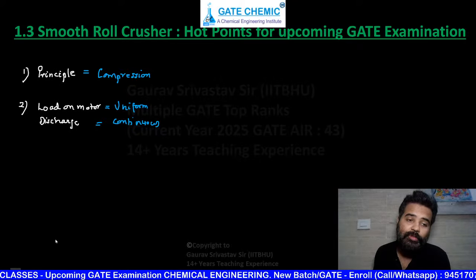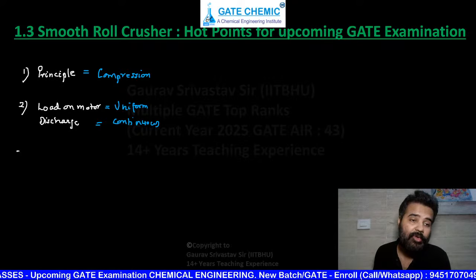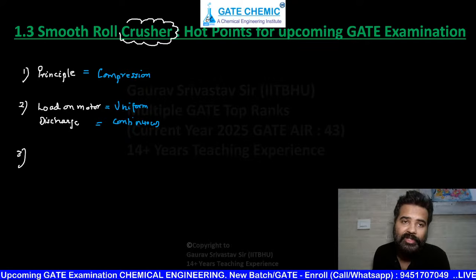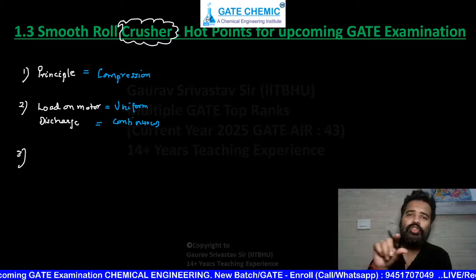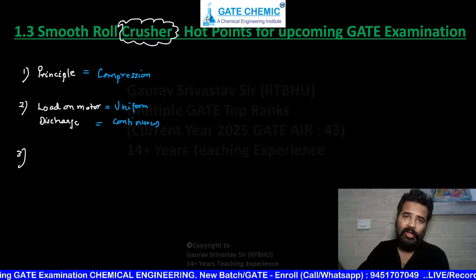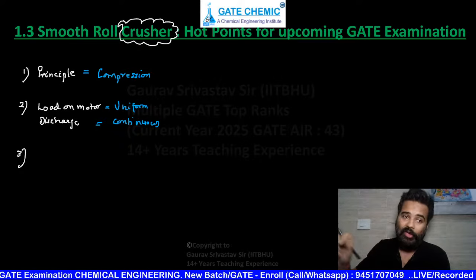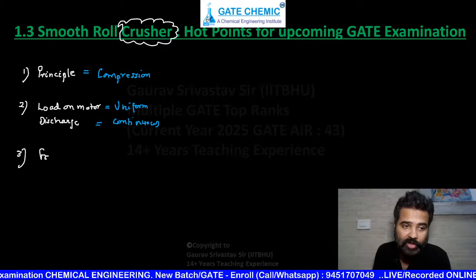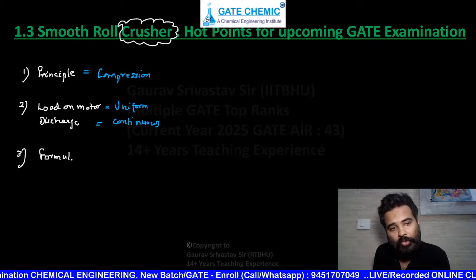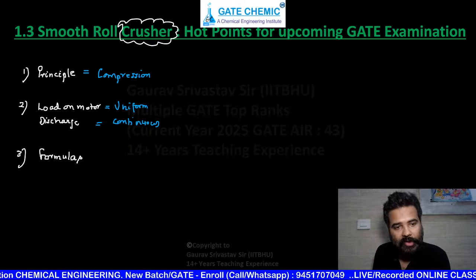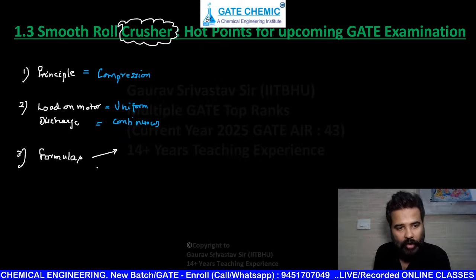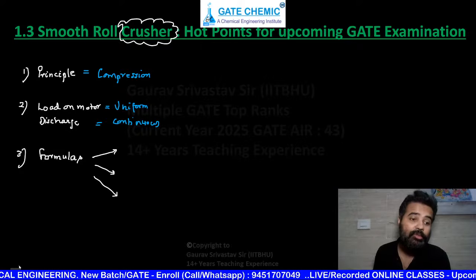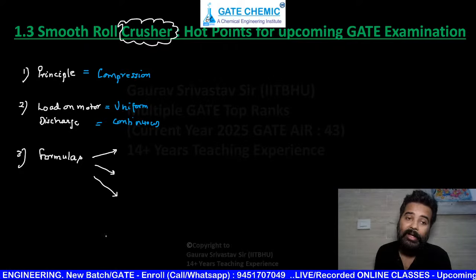Okay, now the most important thing that can be asked in your examination: it is a crusher, so already its name suggests that, no need to write in your notes that smooth roll crusher is a crusher. You are not going to write that it is a grinder. The most important are the formulas, the equations. So here you need to remember 3 formulas.